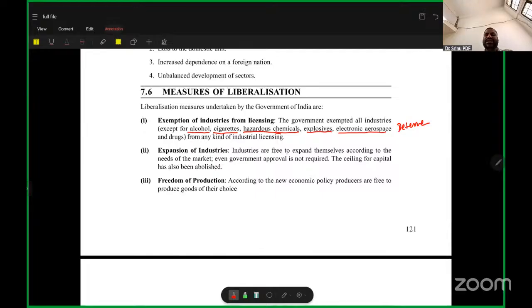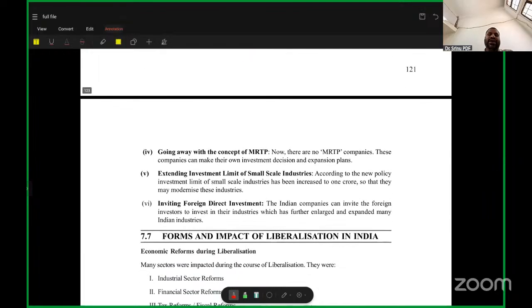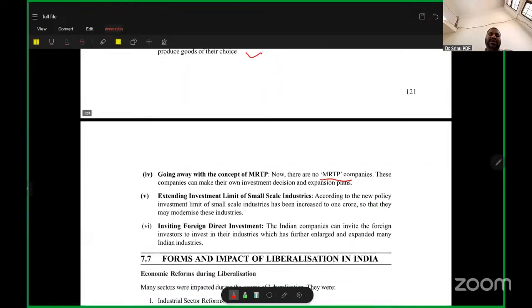Expansion of industries: industries are free to expand themselves according to their needs and markets. Wherever they want to do business or establish a plant, they can. There is no restriction. Freedom of production: they can produce as much as they want. Previously they produced only as per government direction. Now that is removed, along with the MRTP Act. So you can start any business anywhere in India. Also, extending the investment limit of small scale industries and inviting foreign direct investments. These are the measures of liberalization.